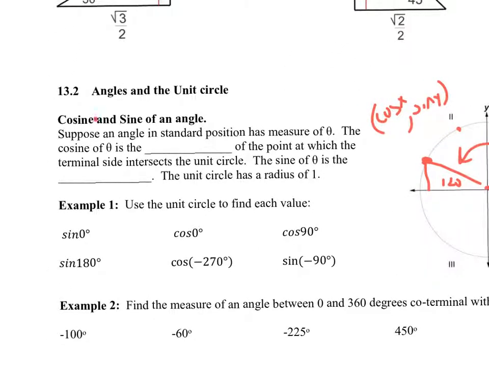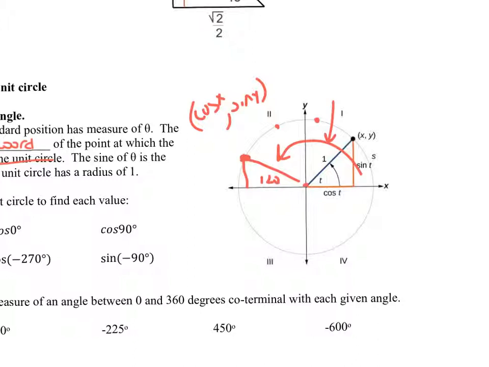Suppose an angle in standard position has, so standard position means that the angle is created by a ray that starts at the origin. Suppose an angle in standard position has a measure of theta. That's just a degree measure, a variable. The cosine of theta is the x-coordinate of the point at which the terminal side intersects the unit circle. The sine of theta is the y-coordinate.